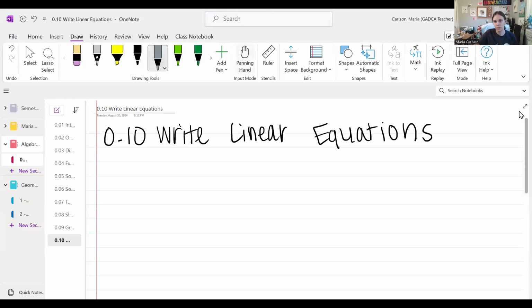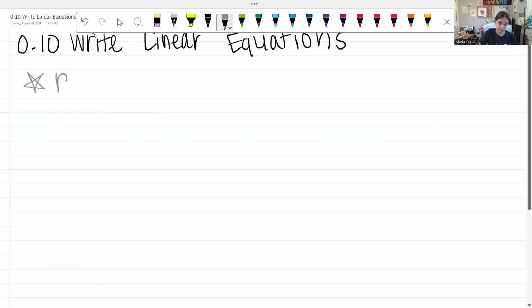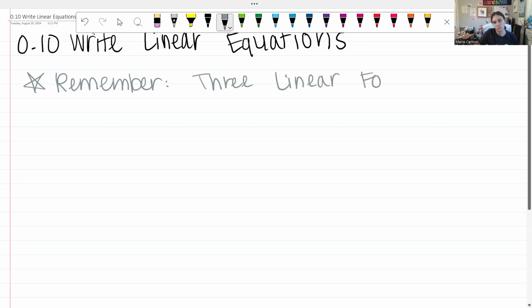Please remember our three linear forms. So we have three linear forms.